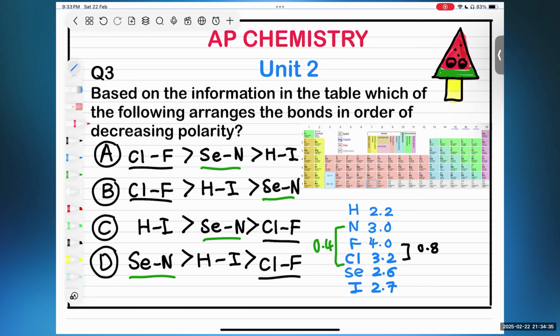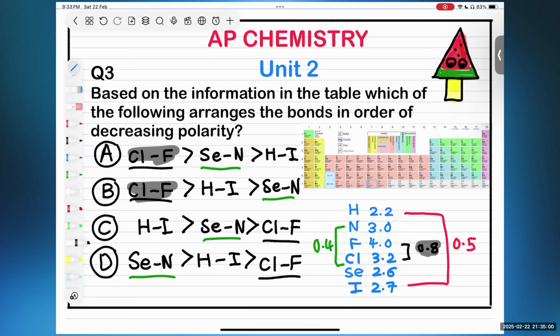So hydrogen is 2.2 while iodide is 2.7. So these have 0.5 difference. The biggest difference in electronegativity means the biggest polarity. So the highest polarity is 0.8. Where do I see that the highest polarity is 0.8? This means that CLF, these two options are okay.